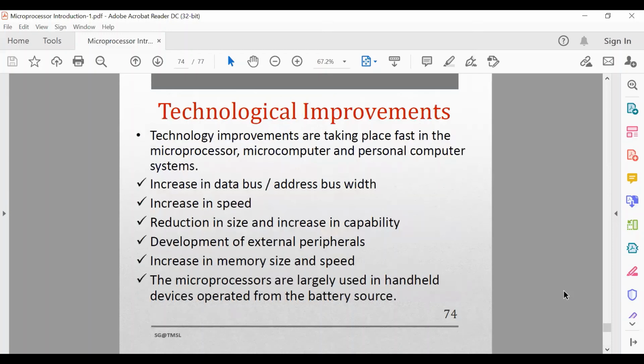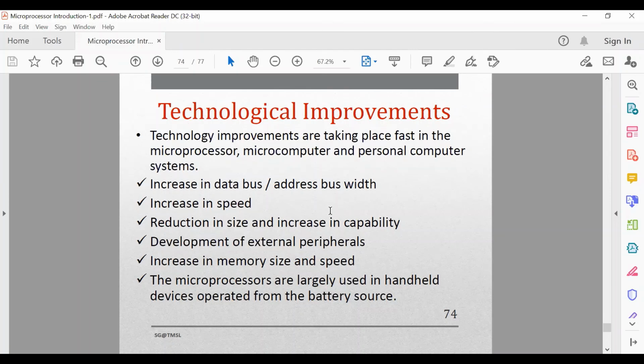Now, the technological improvements adapted to the microprocessors and computers. So, what happened is technology improvements that are taking place rapidly in microprocessors, in microcomputers, and also in our PCs. So, some of these improvements have been listed over here.